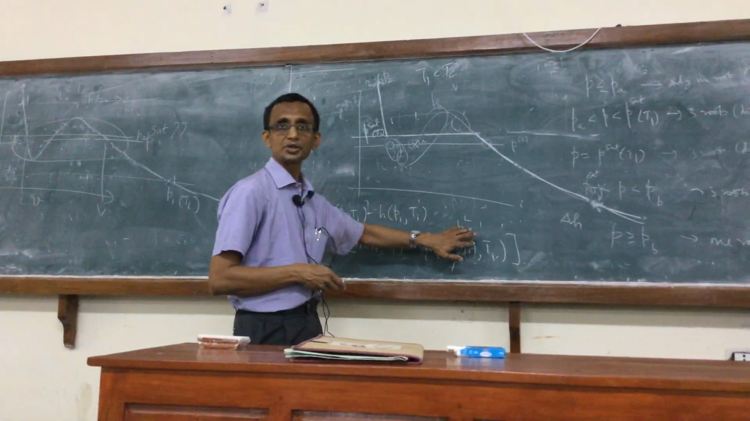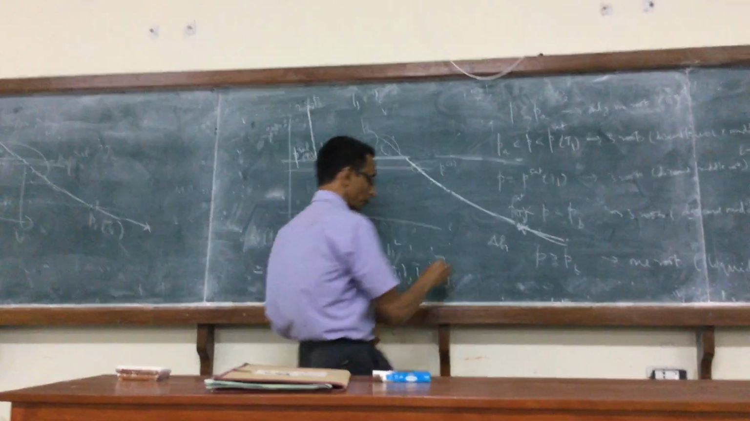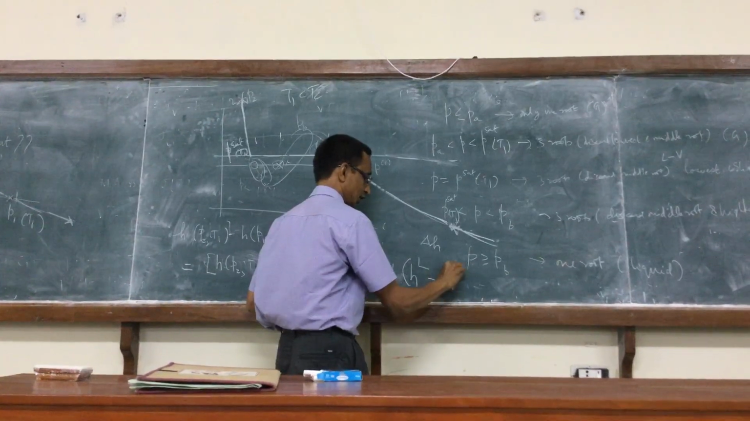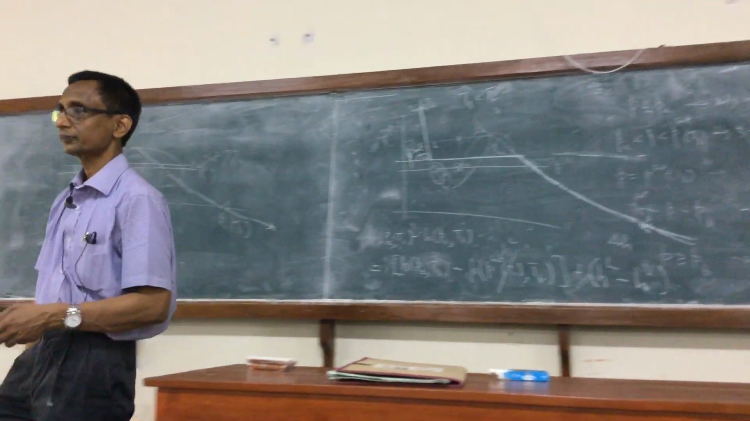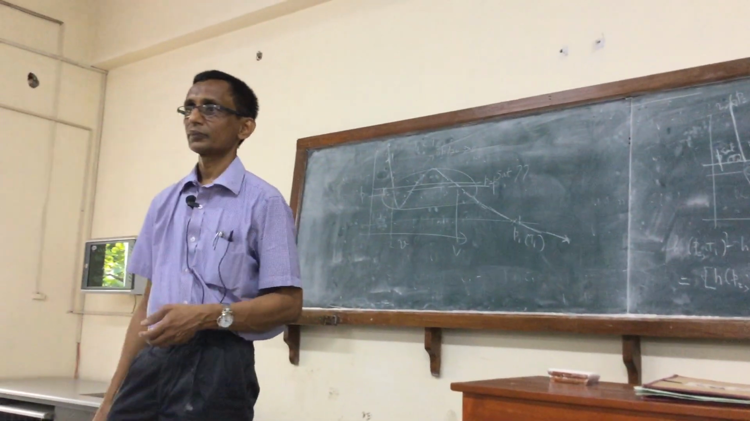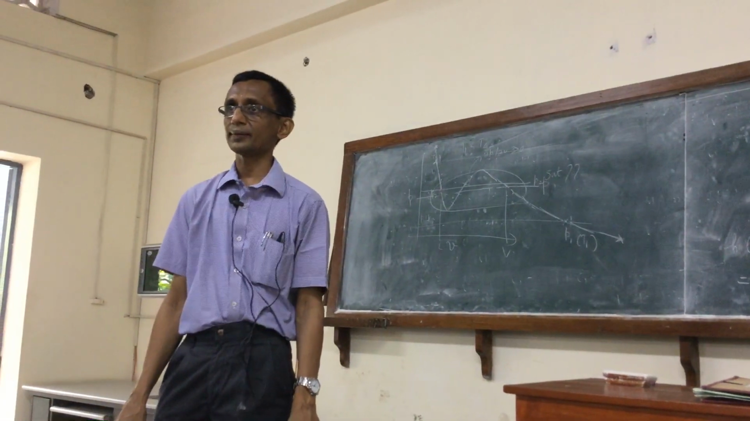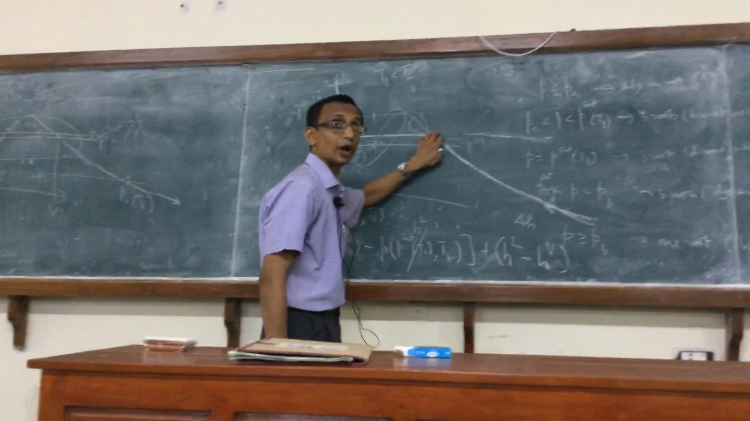So minus HL, right, and then plus HL minus HP, plus HL minus HP, that I have to account for.